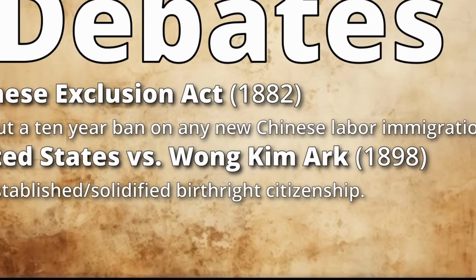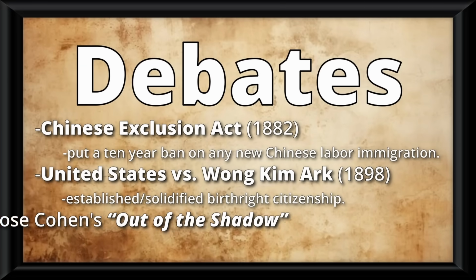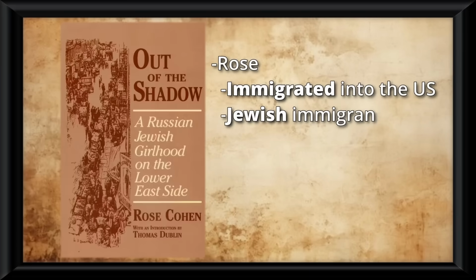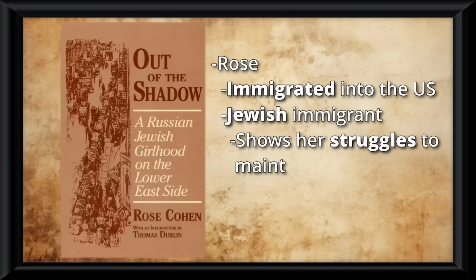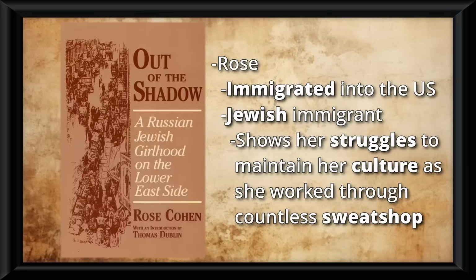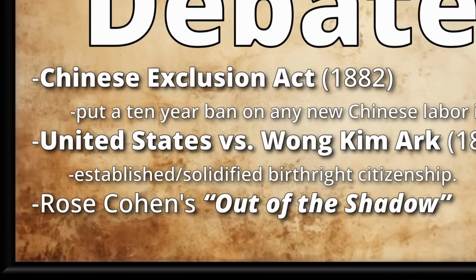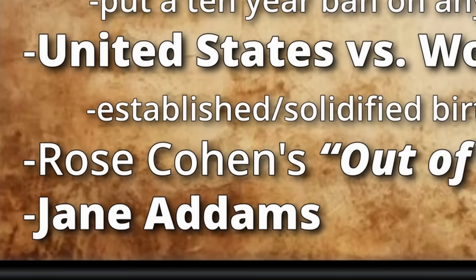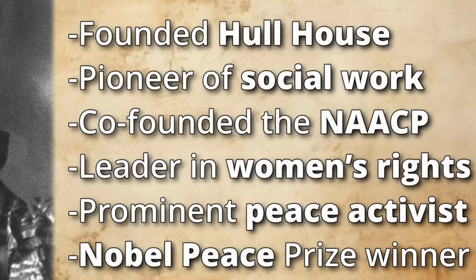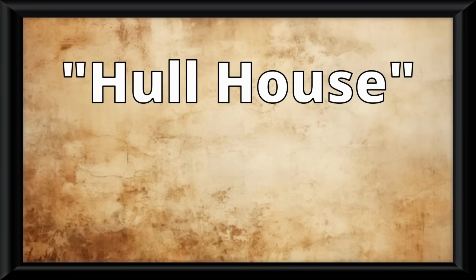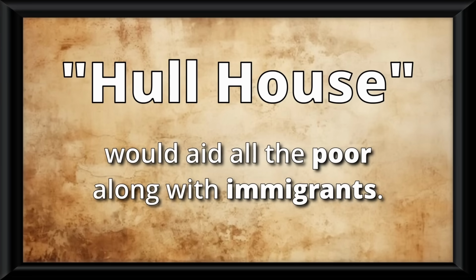A good book to reference here might be Rose Cohan's Out of the Shadow. This book follows the tale of Rose, who immigrated into the US as a Jewish immigrant, and shows her struggles to maintain her culture as she worked through countless sweatshops. Another thing to note here is the work of women, or more specifically one woman named Jane Addams. She's known for doing quite a lot of stuff, but for this time period, what you should know is that she co-founded the famous Hull House, where she would aid the poor along with immigrants.